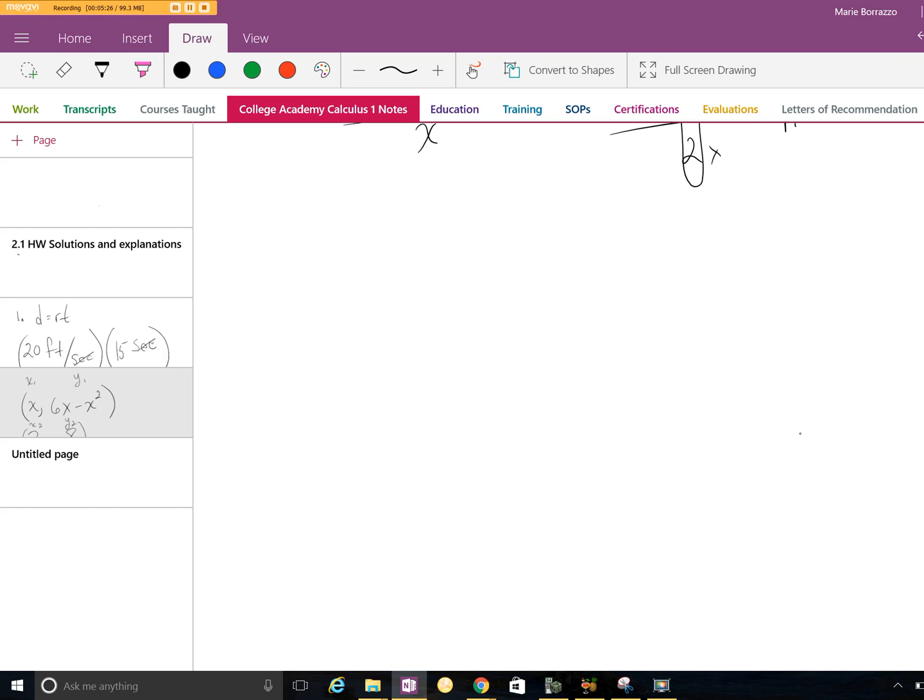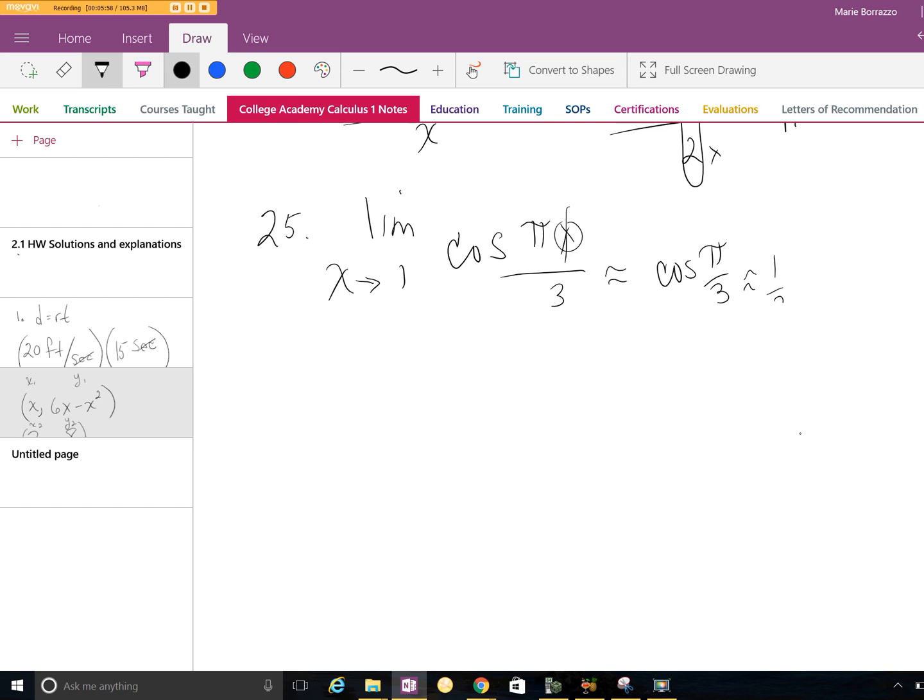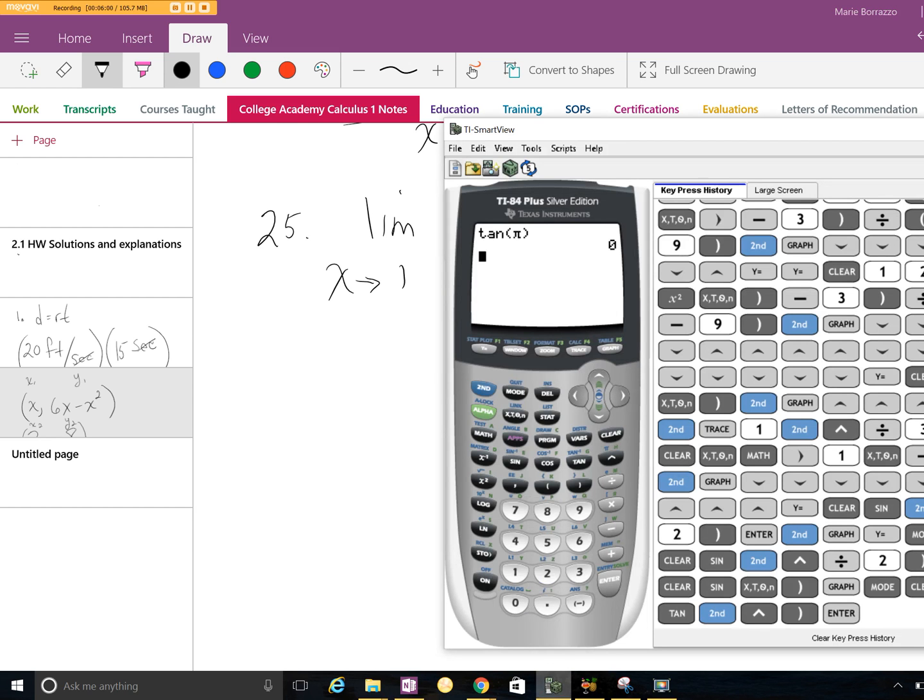Okay, so let's look at 25. Here's 25. The limit as x approaches 1, in this case they're giving you cosine of pi x over 3. So as x approaches 1, obviously x will become 1. So this will become cosine pi over 3. Again, throw that into the calculator and you should get 1/2. So let's check it with the calculator.